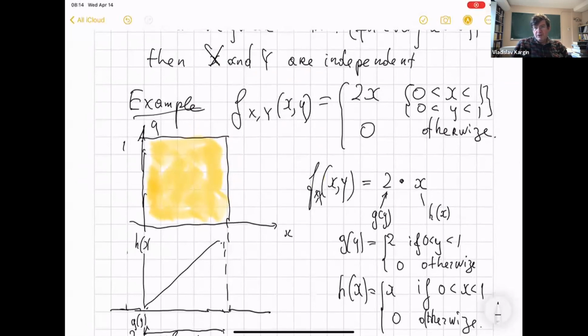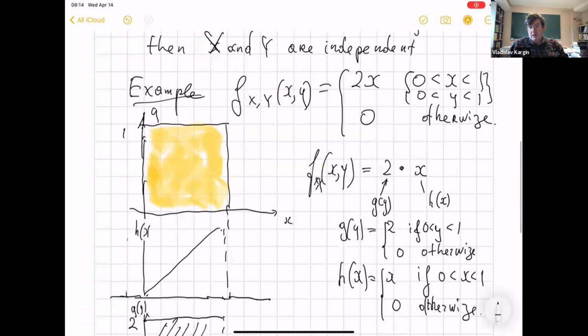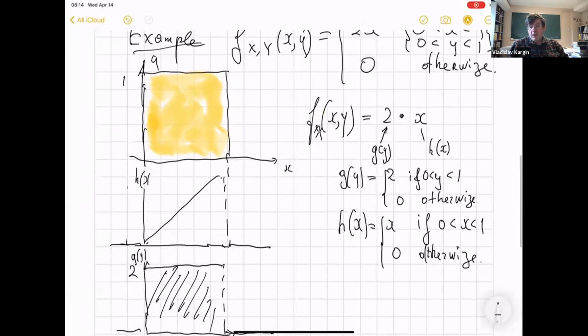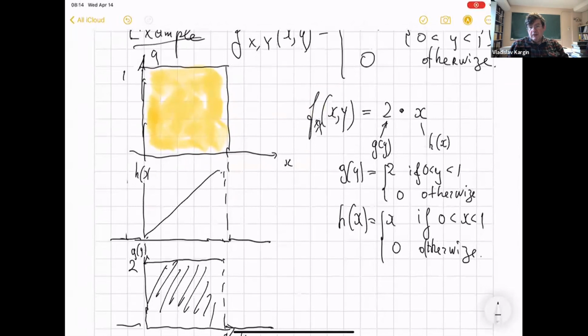All right, so this is useful. You look at the function and check whether it is possible to write it down as a product of these two functions, and you immediately know whether the two random variables are independent or not.